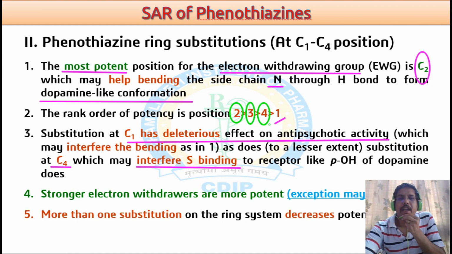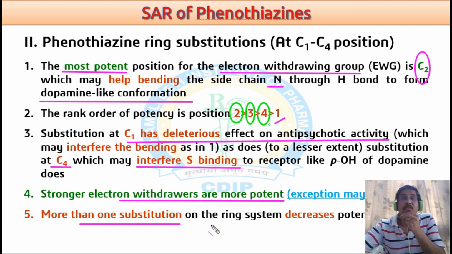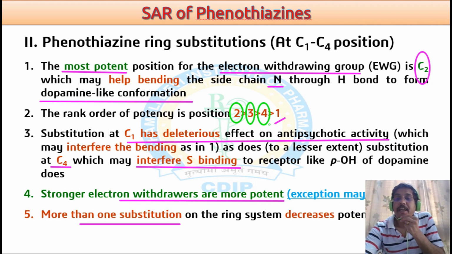Then generally the stronger electron withdrawing moieties are more potent. Some exceptions are also there. If we go for more than one substitution on the ring, means we go for disubstituted, especially on this 1, 2, 3 and 4 position, so in all cases the activity decreases.